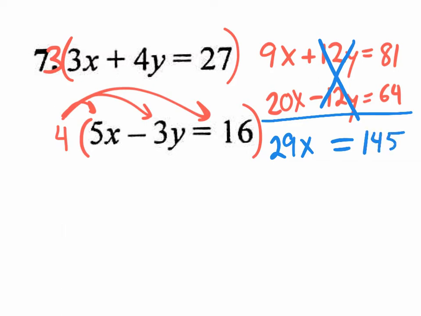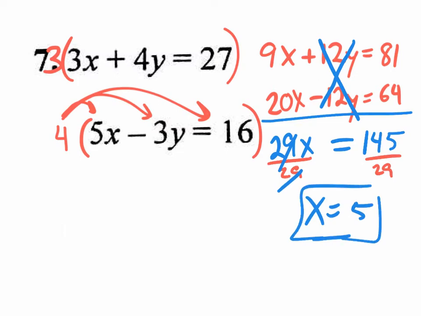Okay? So we have this simple one-step equation to solve by dividing both sides by 29. And with the calculator, the answer is 5. X equals 5. So you have one answer. You still need the other answer. All you have to do is plug it back into any original equation. I'm going to go for the top equation.